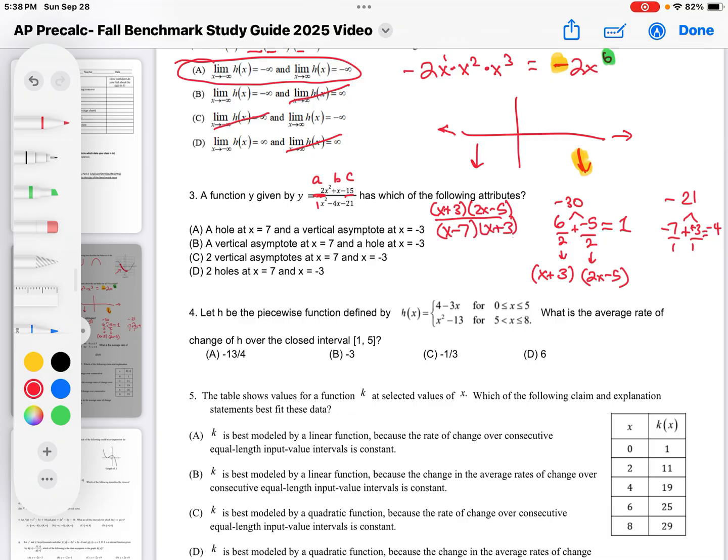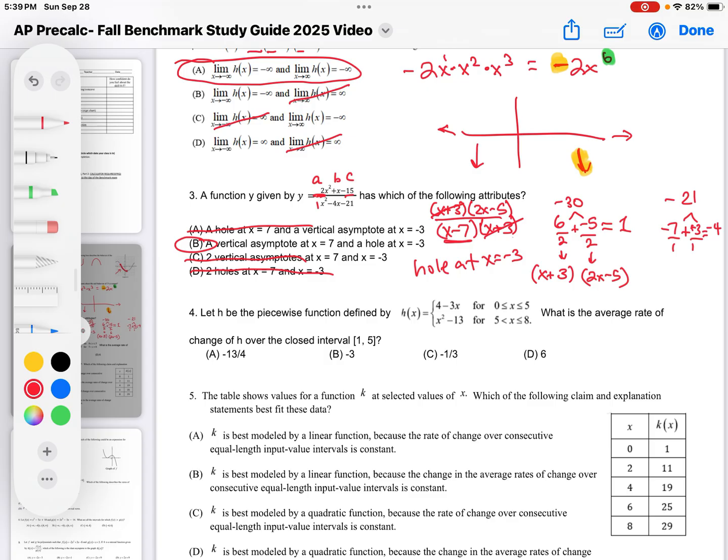All right, so now that we see that, what we need to realize is that these terms cancel out, which means we must have a hole at x equals negative 3. So I can eliminate option A, and I can eliminate option C. So now it gets us down to B or D. Well, since x minus 7 is still left in the denominator and it doesn't cancel out, I can't have a hole at x equals 7, so D is now out. So B has to be our answer.